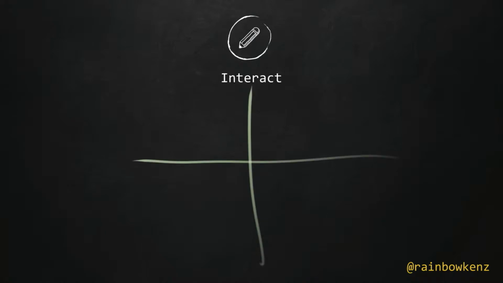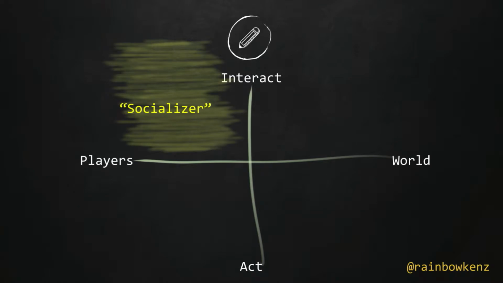One axis I'll mark as interact at one end and act at the other. I find it helps to think of them as interact with and act on. The other axis has players at one end and world at the other. Then each of the 4 quadrants is a combination of 2 traits. So up at the top left, we have the combination of interact and players. These are the folks whom Bartle called socializers.